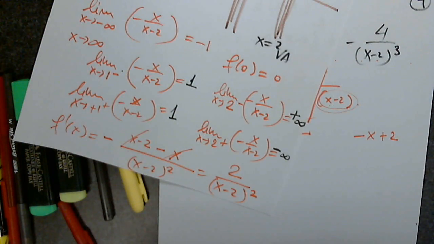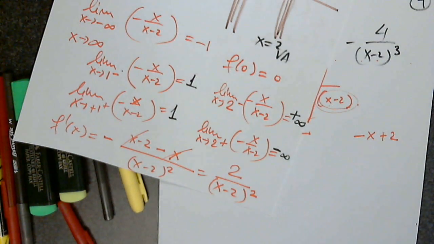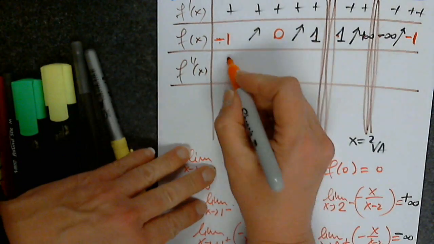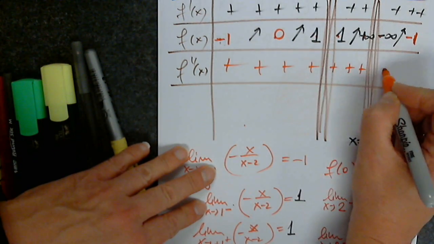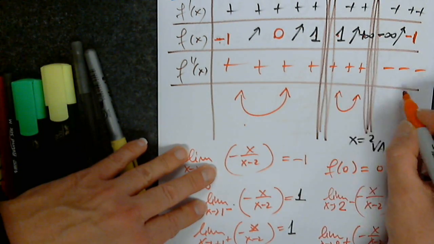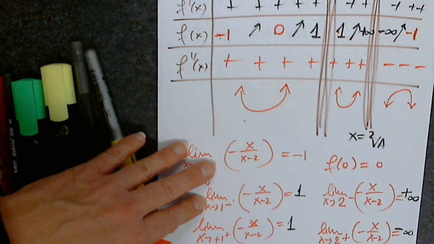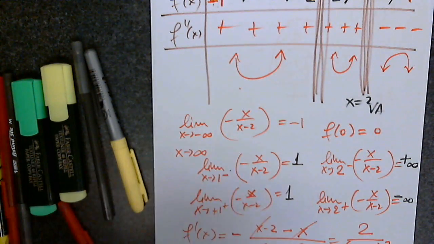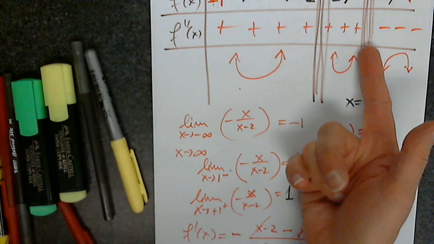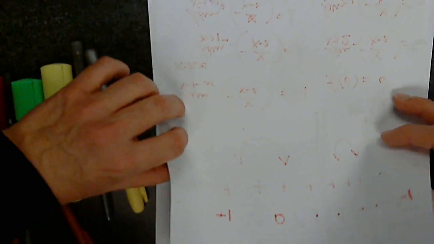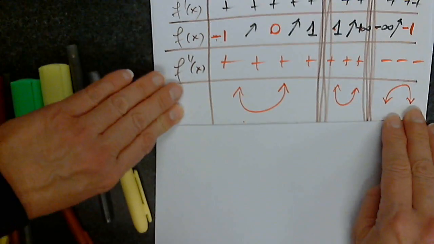From positive to negative, right. So positive all the way till 2, and negative afterwards, which means this and this. And no inflection point, because the function is undefined here, and the second derivative is not 0. That's all I need. Just this. I'm done. I don't need anything else.